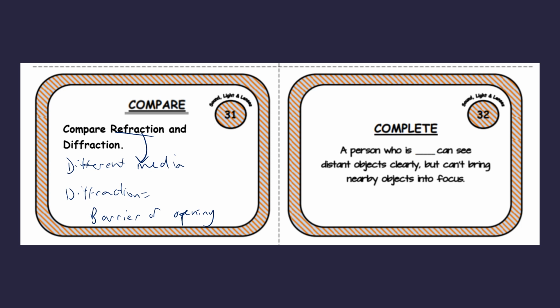A person who can see distant objects clearly, but can't bring nearby objects into focus. So a person that has this going on is farsighted.